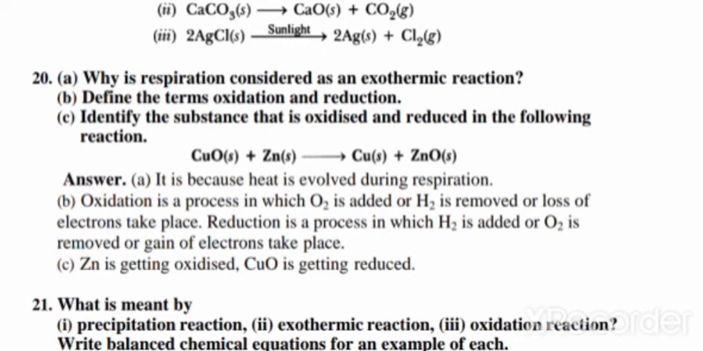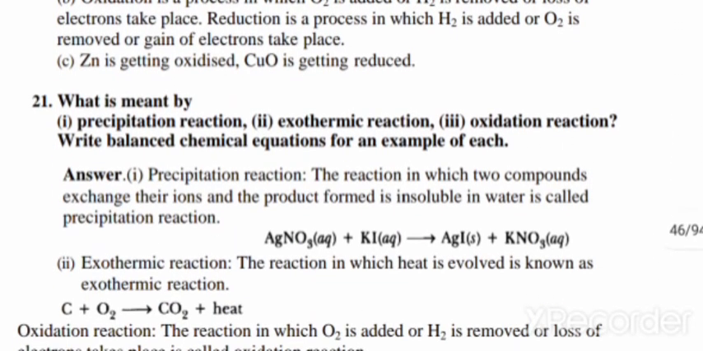Why is respiration considered an exothermic reaction? And define the term oxidation reduction reaction, and identify the substance that is oxidized and reduced in the reaction. It is because heat is evolved during respiration, that's why it is an exothermic reaction. And oxidation is a process in which oxygen is added and hydrogen is removed. Okay, and zinc is getting oxidized, copper oxide is getting reduced. Okay, define precipitation reaction, exothermic reaction, oxidation reaction. They'll ask for 1 mark, otherwise it is a 3 mark question.